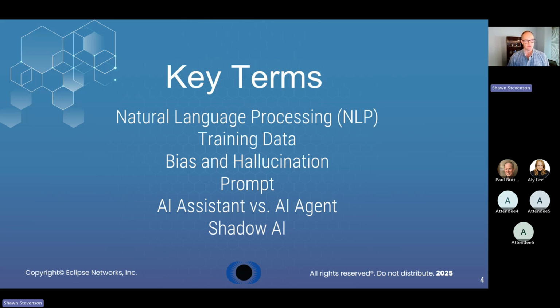Prompt is the input that you give to an AI tool, be it in a single sentence, a few words, or an entire program that you put into an AI engine.